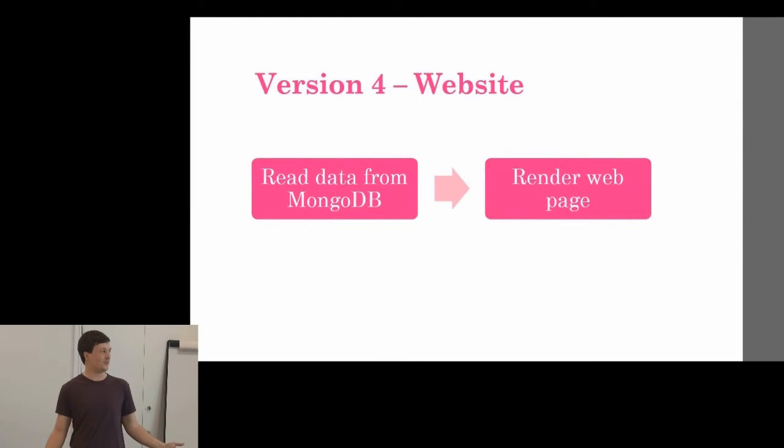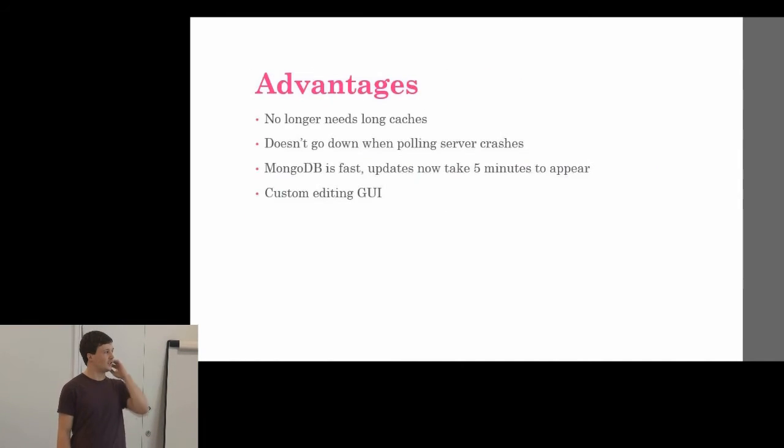Then on the website, we have a really, really simple system. We read data from MongoDB and we render a web page. The advantages are we no longer need those long caches. This system now does caching for like a second or two and then refreshes. That turns out to be much simpler.